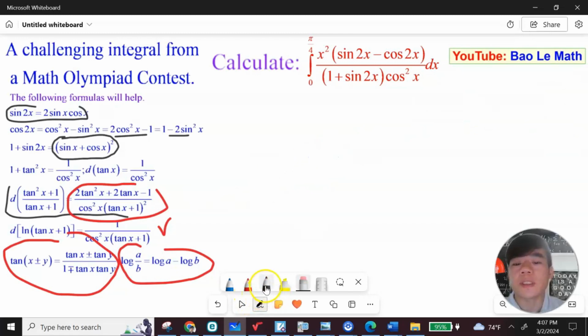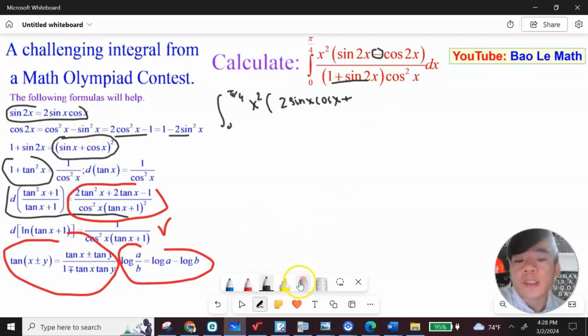So this guy right here should be the integral from 0 to pi over 4. I keep s squared right here. Now I just use the double angle formula: sine 2s equals 2 sine s cosine s. Now cosine.